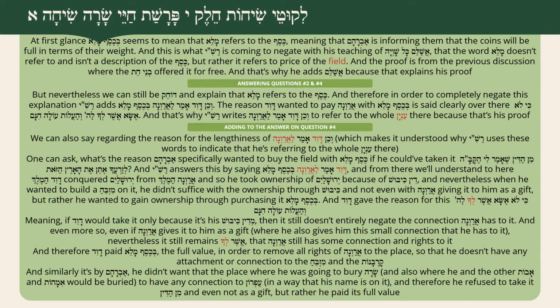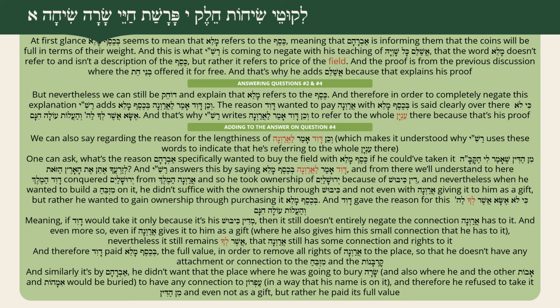At this point, we already answered all 4 questions, and now we're going to move on to add something more to what we said about the 4th question, where we asked, why does Rashi add the words Amar la'aravna? So we can also say another thing regarding the reason for the lengthiness in Rashi of writing v'chein David Amar la'aravna, which based on this explanation, makes it understood why Rashi uses these words to indicate that he's referring to the whole inyan there.